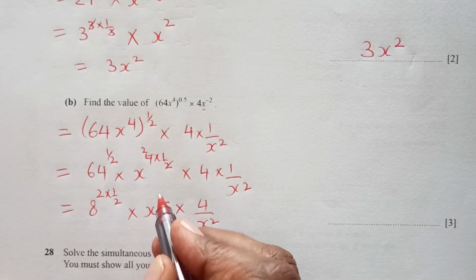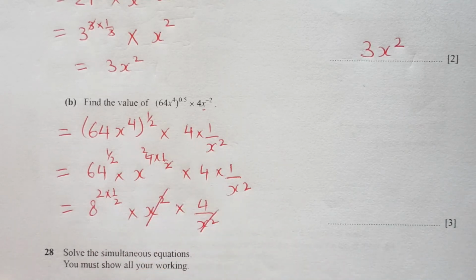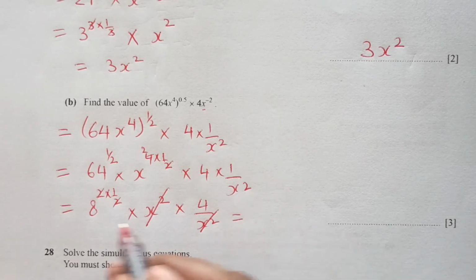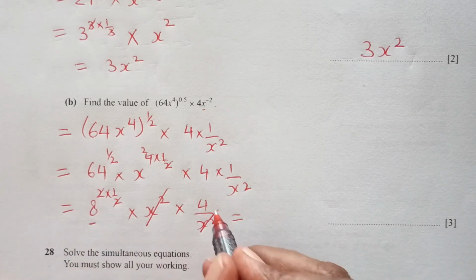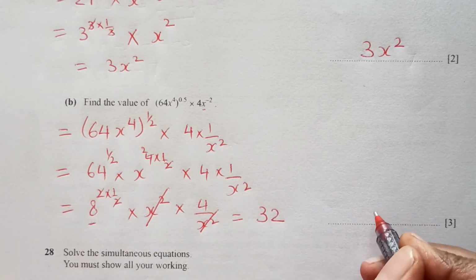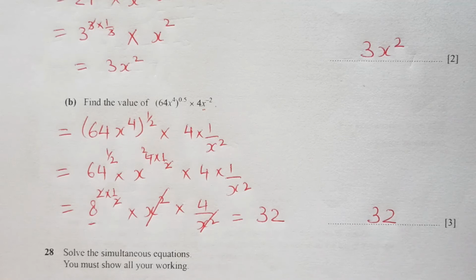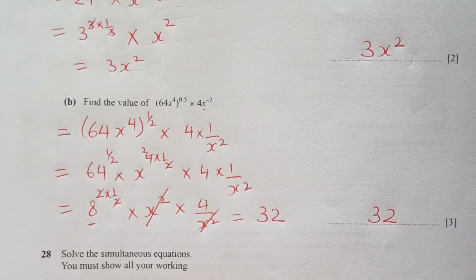So you can see this x squared and x squared is cancelled and this 2 is cancelled. So slowly you can see you are left with 8 and 4. 8 times 4 is 32. So the final answer is 32. These kinds of questions you should do step by step.